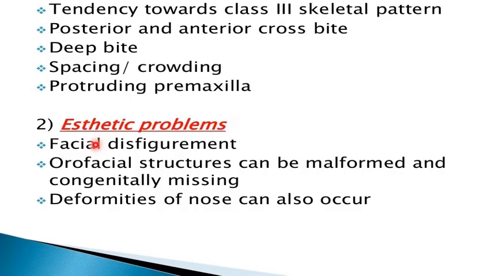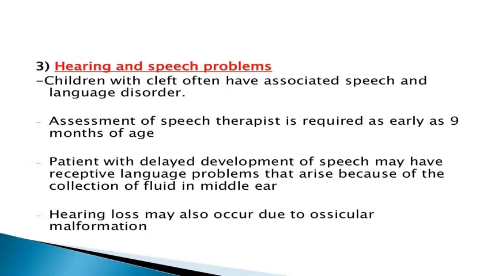The aesthetic problems: it causes severe facial disfigurement due to the cleft of the lip and the cleft of the nose. Hearing and speech problems are caused by the cleft of the soft palate. The lost function of the tensor veli palatini muscle, which opens the Eustachian tube, will cause a middle ear problem, middle ear infection, which will affect hearing in the children. If the hearing loss is not corrected, then it will lead to speech problems in the future.